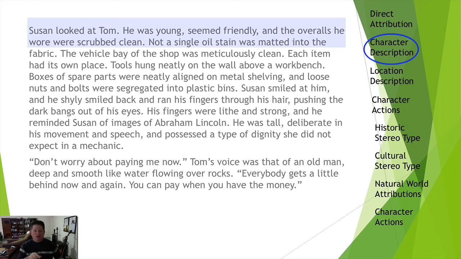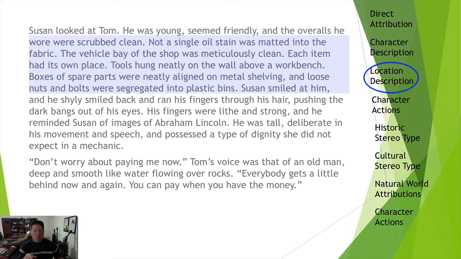He was young, seemed friendly, and the overalls he wore were scrubbed clean. So very quickly, he's a friendly guy and he's a clean guy. Not a single oil stain was matted into the fabric. The vehicle bay of his shop was meticulously clean. Each item had its own place.